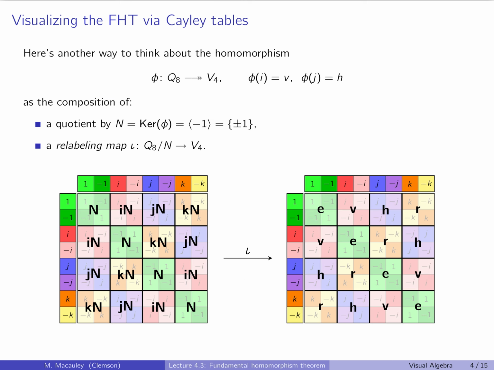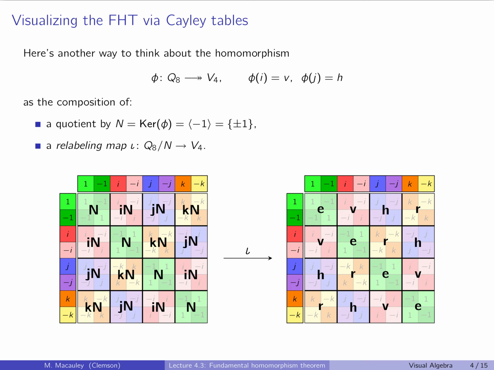Here is another way, this time in terms of Cayley tables, to think about the homomorphism that we just saw on the previous slide from Q8 to V4 as the composition of first a quotient by the kernel and then an isomorphism or relabeling map to the image. Remember, as early as chapter 1, I introduced you to the concept of a quotient as what you get when you take a Cayley table and you rearrange the elements in a certain way and squint your eyes and you see the Cayley table of a smaller group. And this is the example that I started you with.